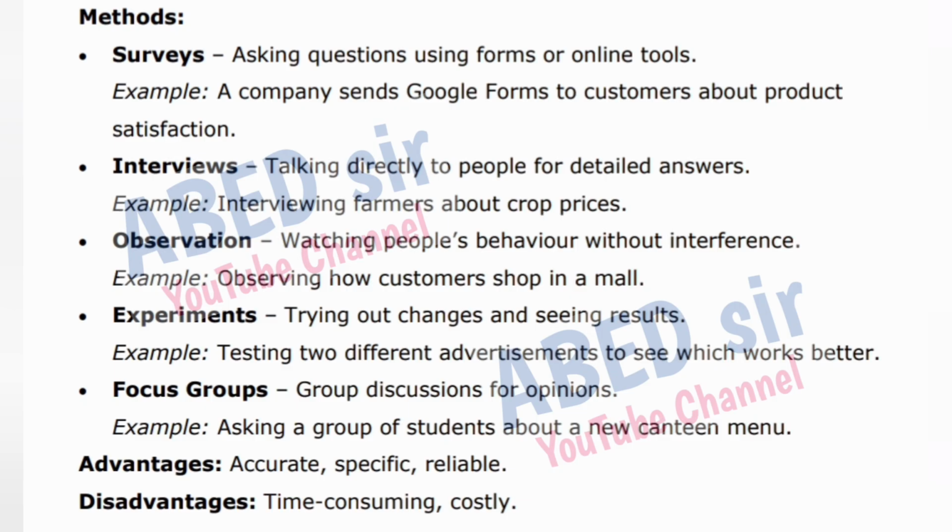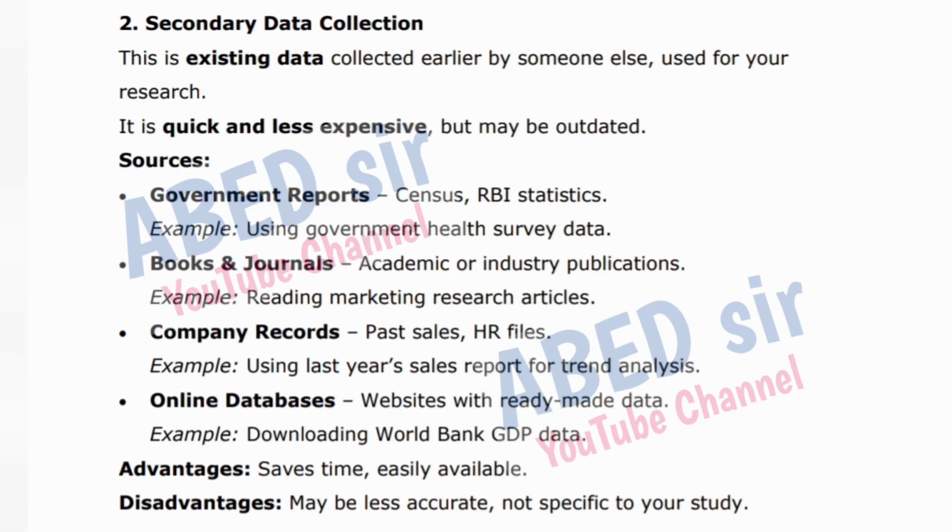Focus groups, group discussions for opinions. Example, asking a group of students about a new canteen menu. Advantages: accurate, specific, reliable. Disadvantages: time-consuming, costly. 2. Secondary data collection. This is existing data collected earlier by someone else, used for your research. It is quick and less expensive, but may be outdated.